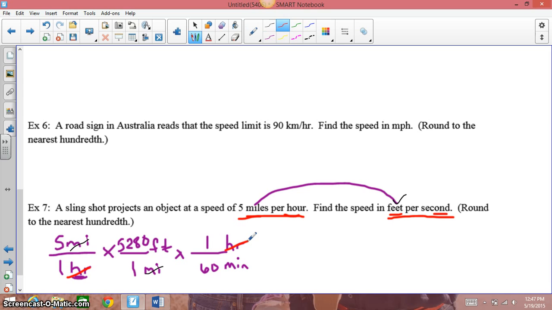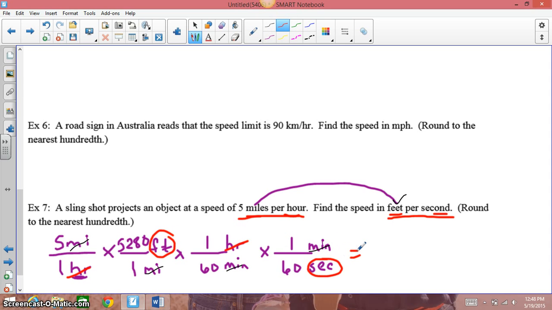I've got to go one more time because I need to get rid of those minutes and get to seconds. Again, minutes are on the bottom. If I want to cancel out, I've got to put minutes up top to seconds. We know that there are 60 seconds in 1 minute. That way now our minutes have canceled out. The only units I have left, feet up top, seconds on the bottom. So I've got exactly what I needed.